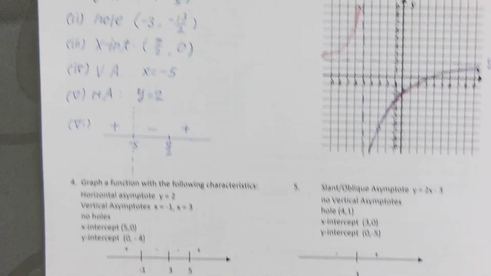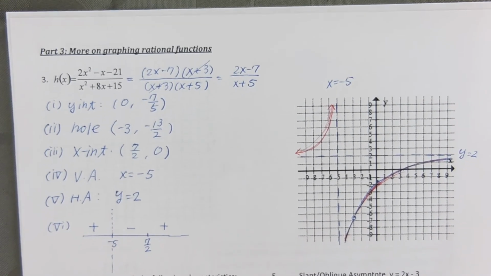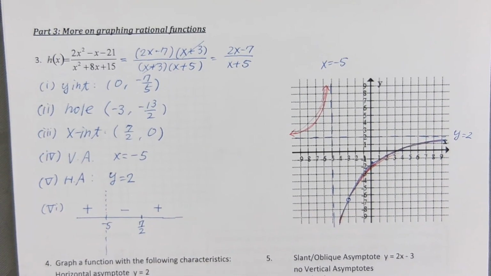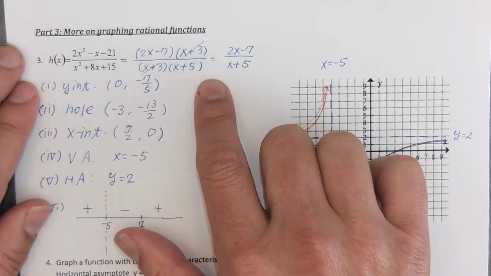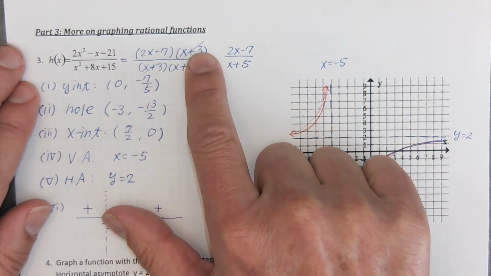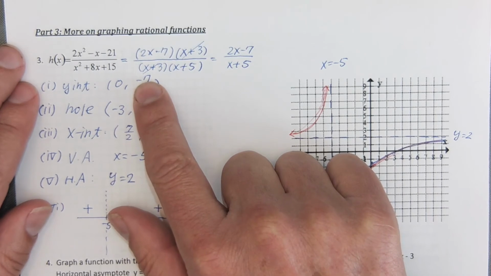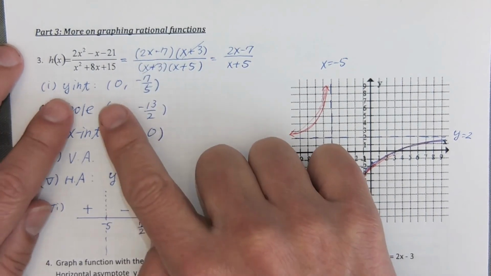Next up, here's our third example. So we'll start again. Here it is factored, and you'll notice that we can actually reduce the x plus 3's out of this one. That means we're going to have a hole in it. We'll come back to that.